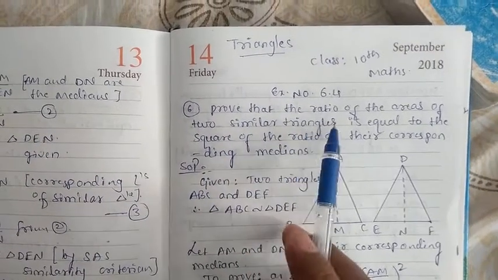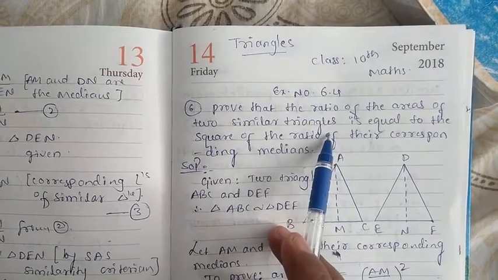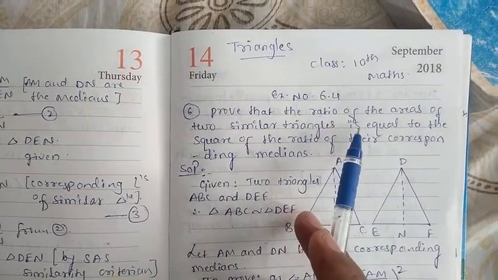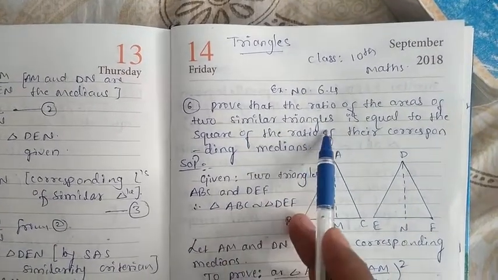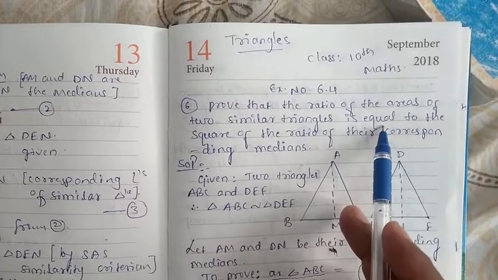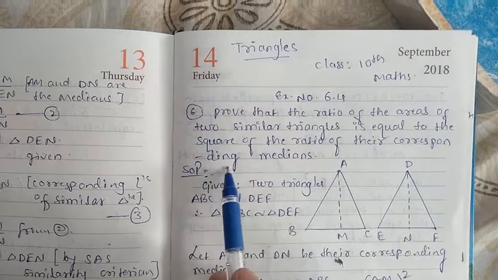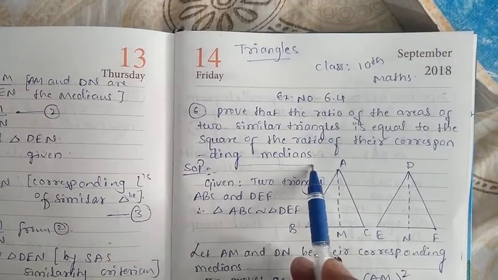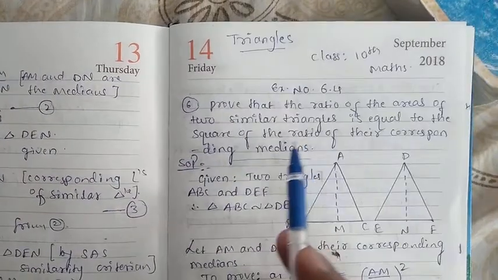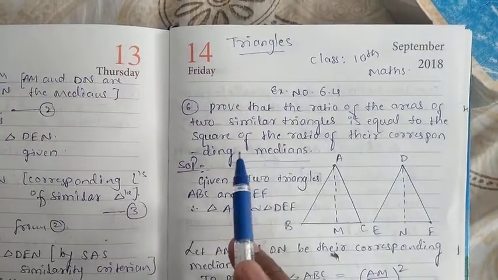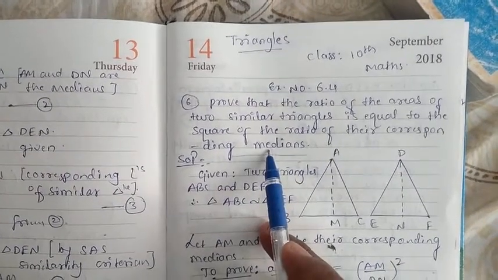Prove that the ratio of the areas of two similar triangles is equal to the square of the ratio of their corresponding medians. So see here, the ratio of the areas of two similar triangles is equal to the square of the ratio of their corresponding medians. Now see, what is the median?